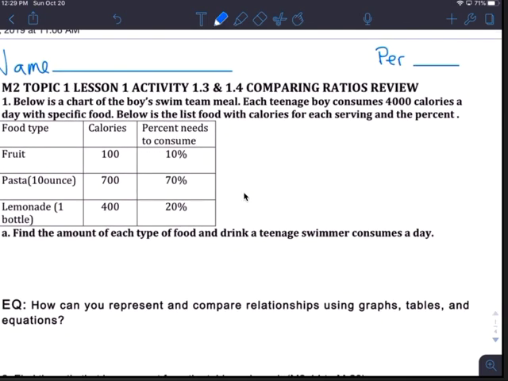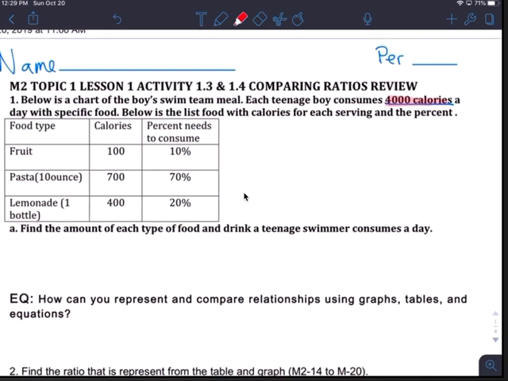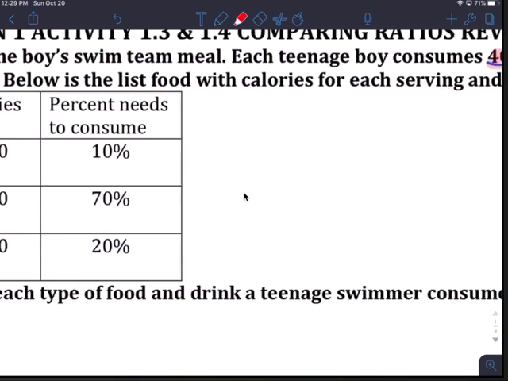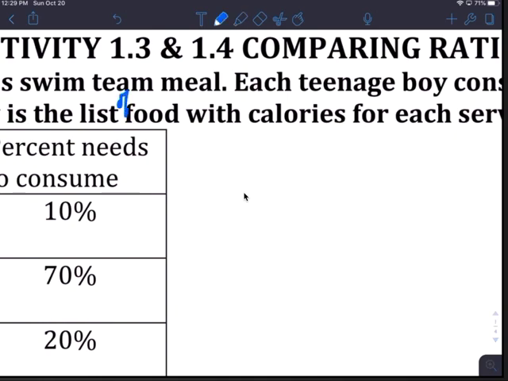Each teenage boy consumed 4,000 calories. That's important. A day with specific food. Below is the list of food with calories for each serving and the percentage.